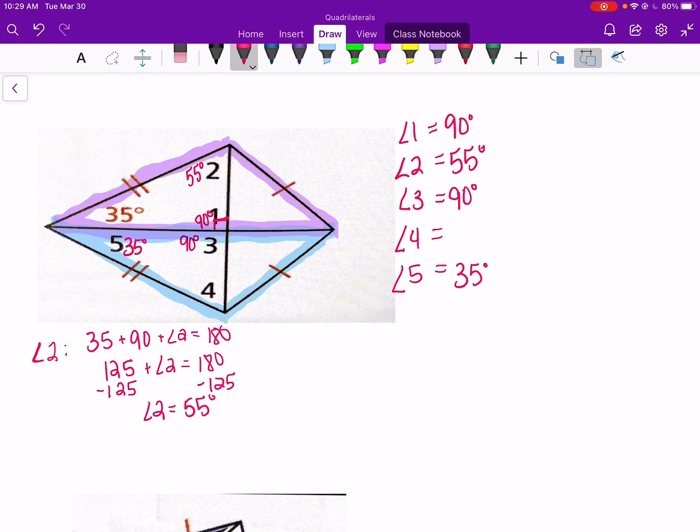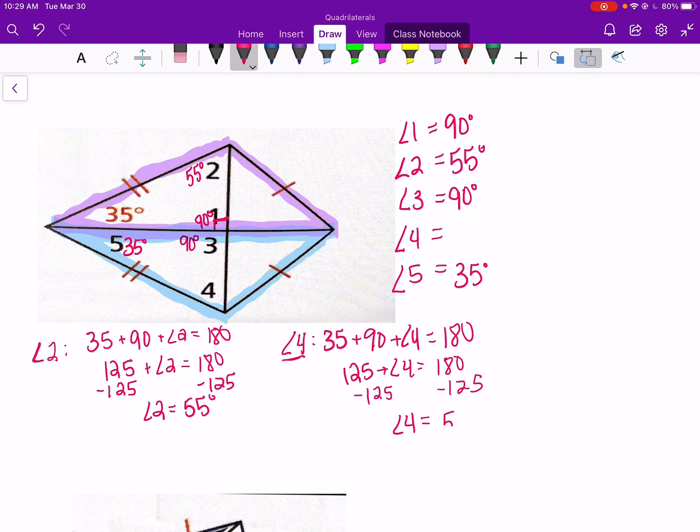So just like angle 2, we can find angle 4 by adding the 35 degrees plus 90 degrees plus our angle 4. And since those are the 3 angles of a triangle, they should add to 180. So we end up getting the same thing. Angle 4 is 55 degrees.